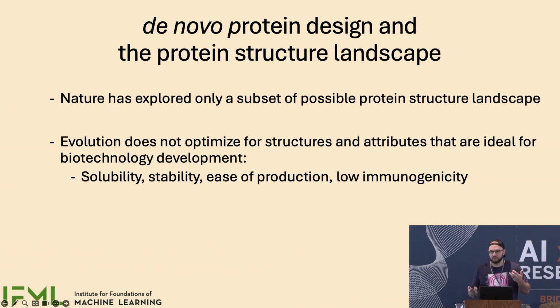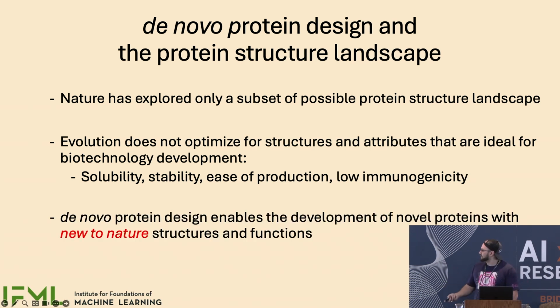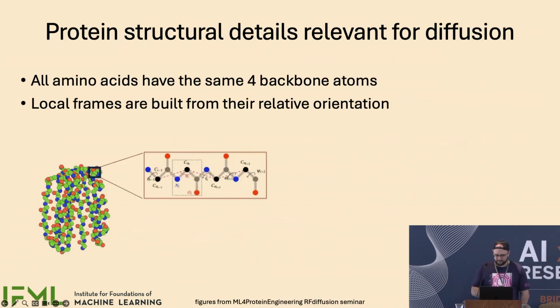Is it easy to produce? Does it cost us $1,000 a gram to make or $1 a gram to make? And also, is it immunogenic? So if I put it in your arm, do you break out into hives, or are you able to actually accept the treatment or use the protein therapeutically? So it's all about making new-to-nature protein structures and functions.